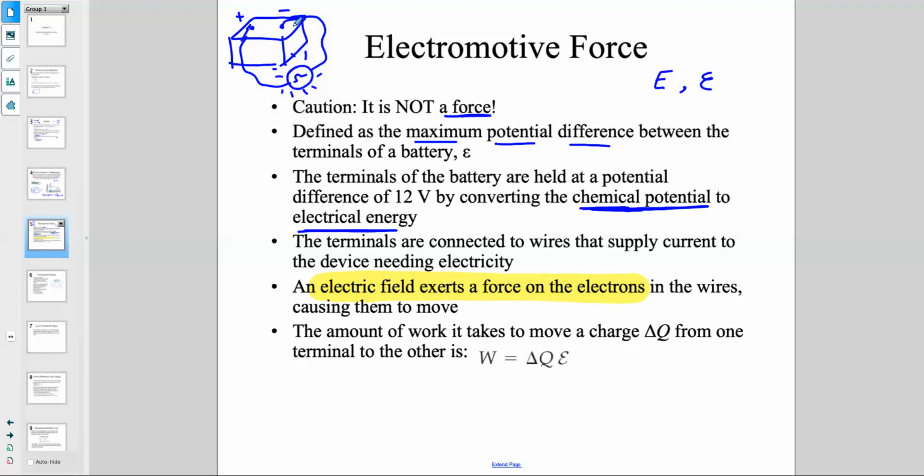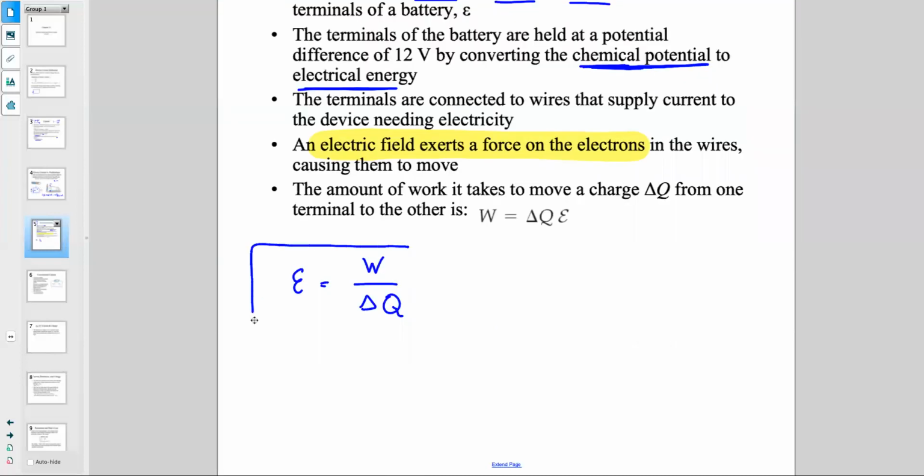Now, the amount of work it takes to move a charge, delta Q, from one terminal to another, is delta Q times E, and this E is electromotive force. So in other words, if you want to find the electromotive force, you need to know the work done and divide that by delta Q. So keep that in mind. This is also very important.